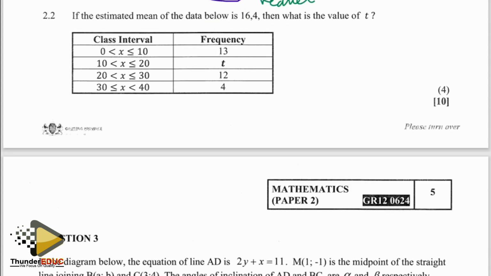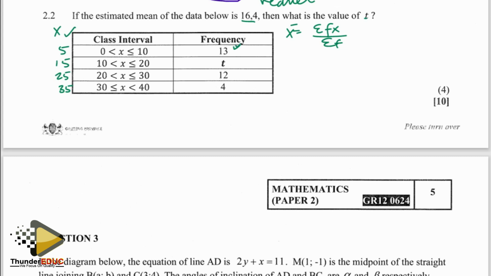Then 2.2. If the estimated mean of this data is given as 16,4, what is the value of t? So how do we determine the estimated mean? Remember, it's the summation of fx over summation of f. So you get the midpoint of these class intervals. Between 0 and 10, the midpoint is 5. That's going to be 15, it's going to be 25, and it's going to be 35. Then we multiply this x and the frequency, and then divide by the total frequency, and then we shall be able to get our estimated mean.